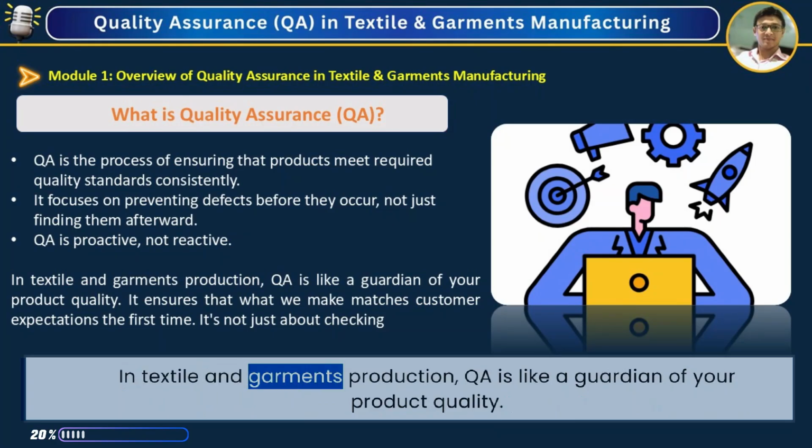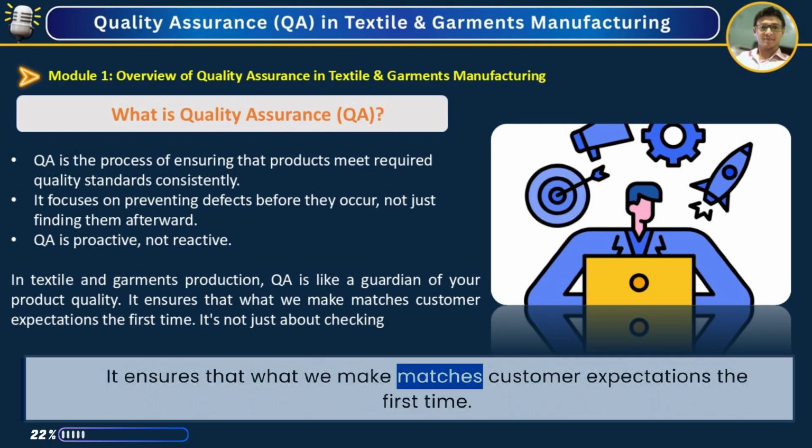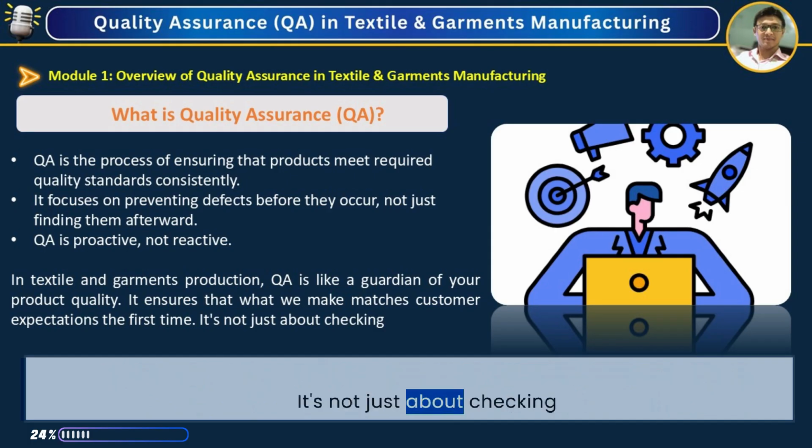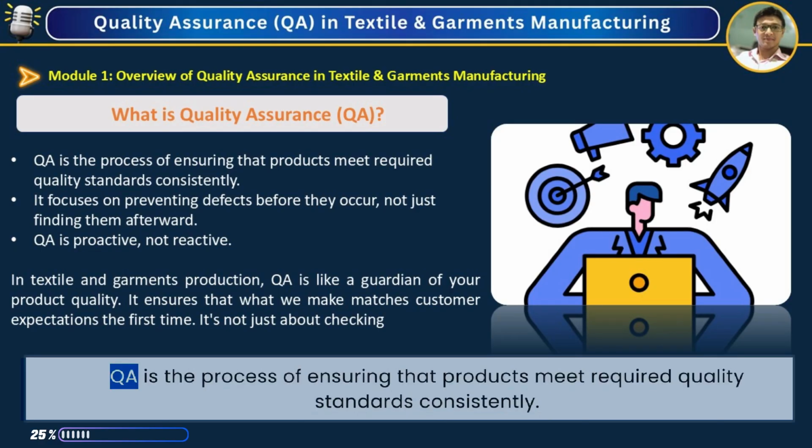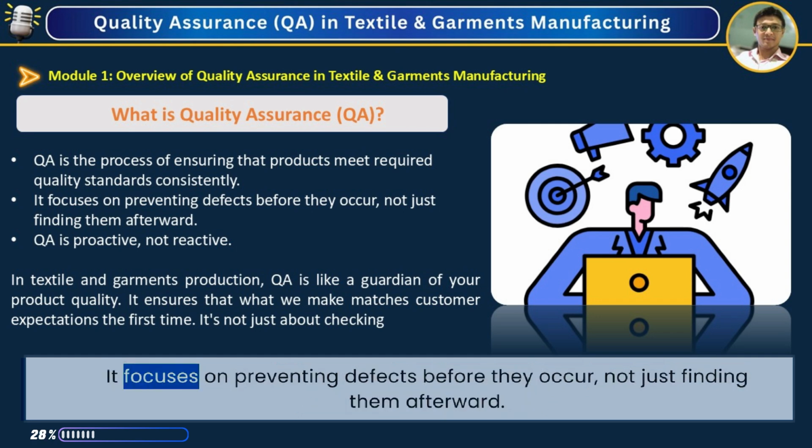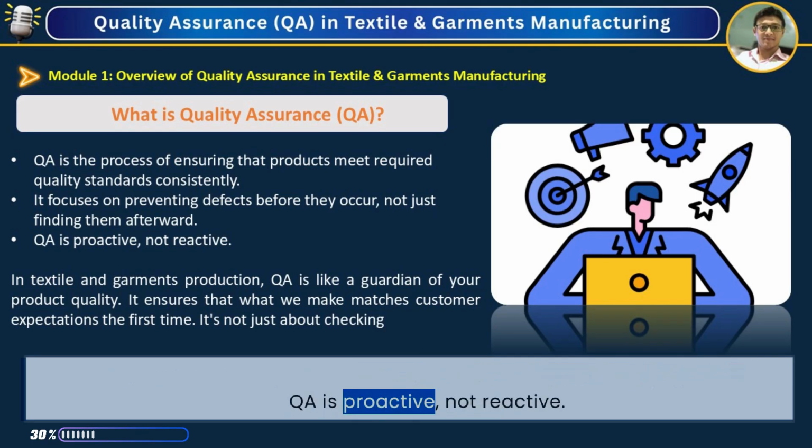In textile and garments production, QA is like a guardian of your product quality. It ensures that what we make matches customer expectations the first time. It's not just about checking. What is quality assurance? QA is the process of ensuring that products meet required quality standards consistently. It focuses on preventing defects before they occur, not just finding them afterward. QA is proactive, not reactive.